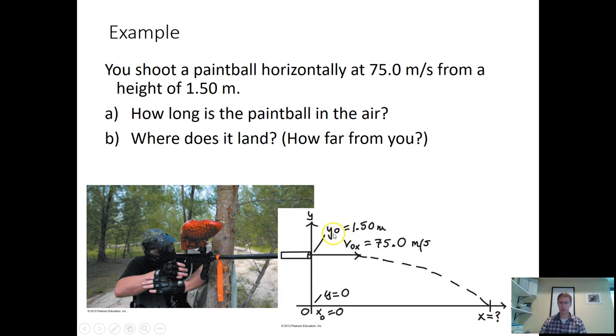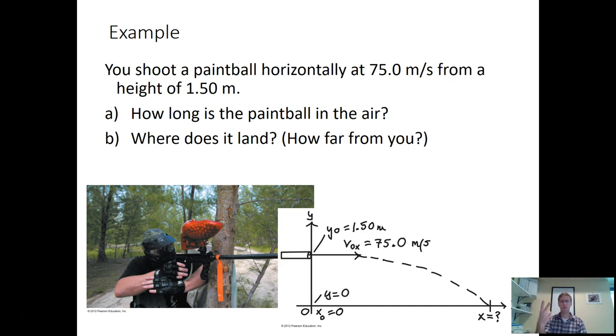I'm calling my initial y height 1.5 meters because that's how high above the ground it starts. I'm going to call my final y location down here where it hits 0. I'm going to call my initial x 0. And my final x, I don't know. That's what I'm trying to find. My initial velocity in the x direction is 75 meters per second. What's my initial velocity in the y direction? 0, because it's being shot perfectly horizontally, so it's not moving up or down when it starts.